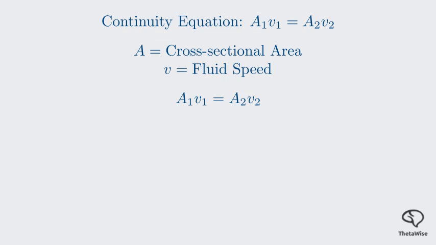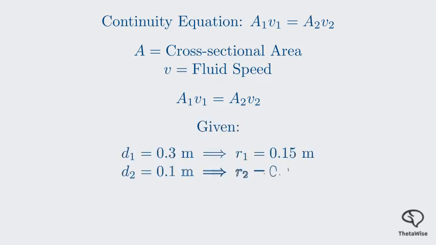Let's work through the example you mentioned. Water flows through a pipe that narrows from a 0.3 meter diameter to a 0.1 meter diameter. The speed in the wider section is 2 meters per second. We want to find the speed in the narrower section. First, we need to find the areas.